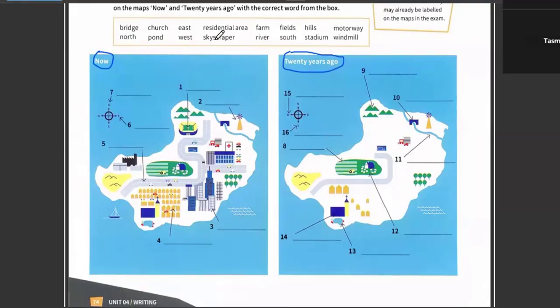So let's look at the words. We have bridge, church, east, residential area, farm, fields, hills, motorway, north, pond, west, skyscraper, river, south, stadium, windmill. We have many words here, in total, I think 16 words. So you have to label all these pictures according to the words that are given. Okay, so take your time and complete this activity.